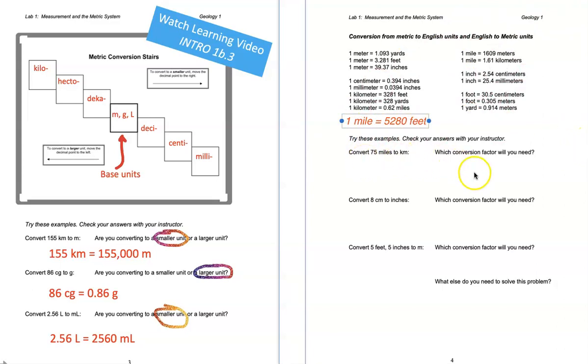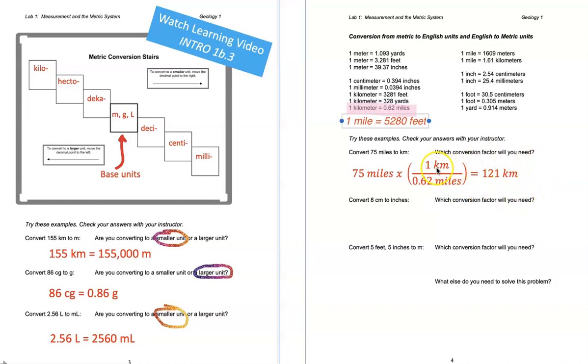Okay, so let's look at these examples. Convert miles to kilometers. So what you have to do is look up here for something that equates miles and kilometers. And here's one right here. 1 kilometer equals 0.62 miles. Alternatively, I could have used this one. 1 mile equals 1.61 kilometers. They both work, but I just chose that one. So what you do is you take the number you want to change, 75 miles, you multiply it by the conversion factor, and then you get your answer.